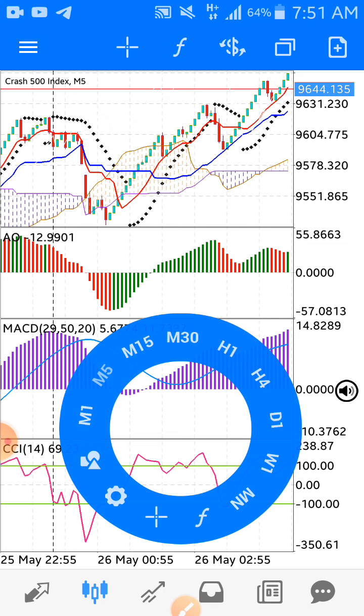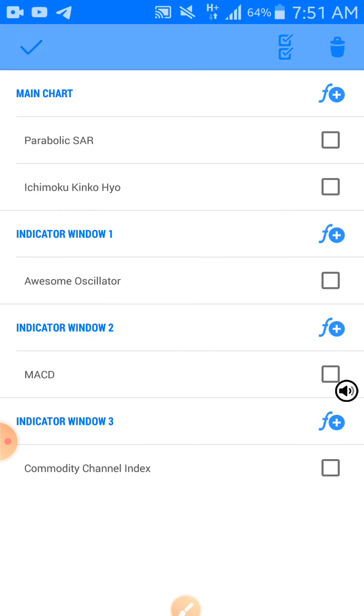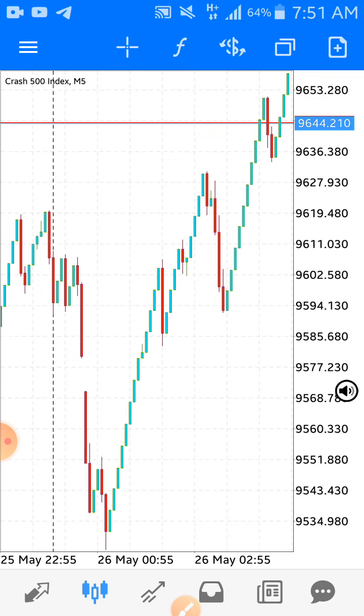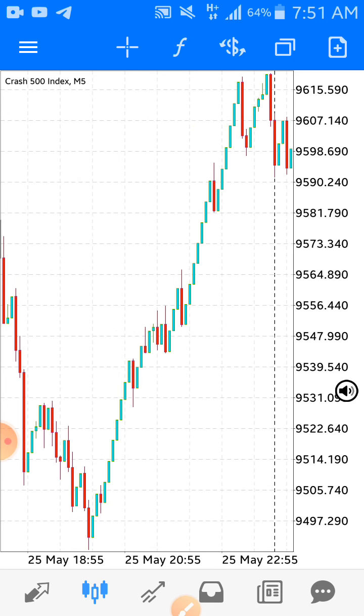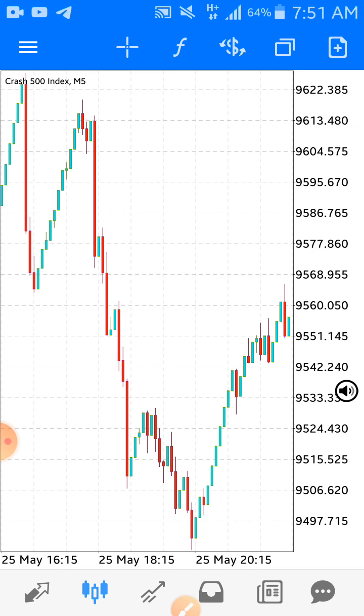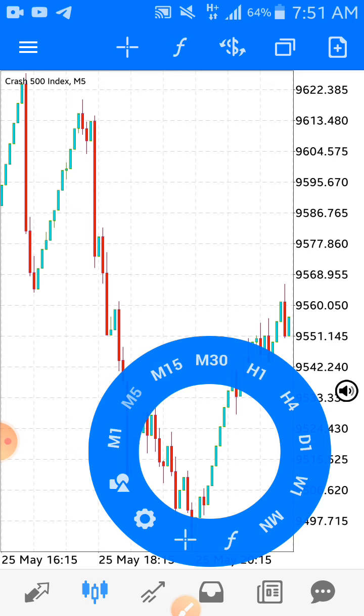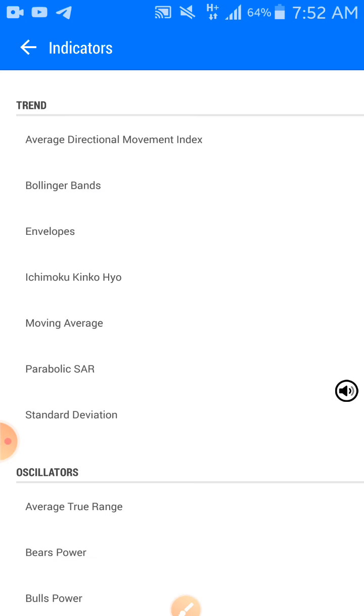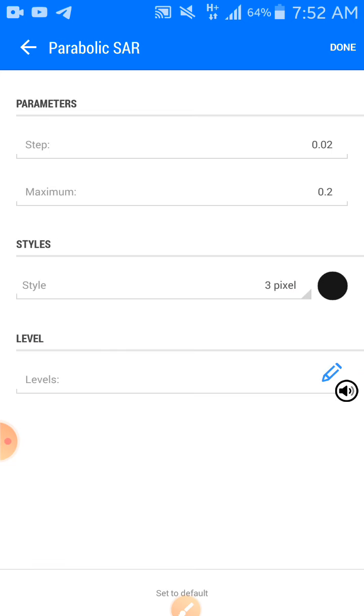All right, so I'll be breaking it down section by section. So the only thing we added, let me delete all the indicators again. This is my chart. All right, it's naked. So the first piece we are going to be adding is the parabolic SAR. All right, done.